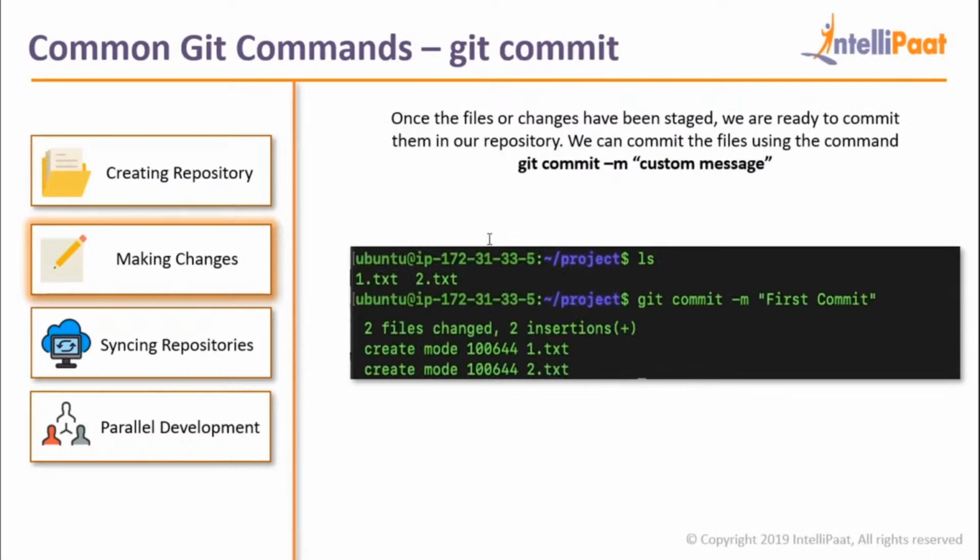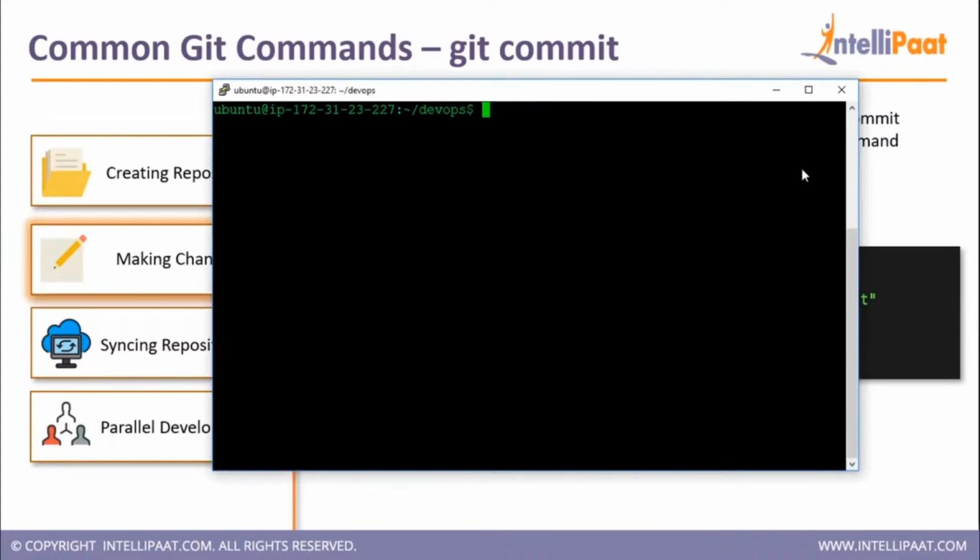How do you type in git commit? You type in git commit, then a space, then the -m flag, which basically means the message, and then you type in the message that points to what you are doing in that commit. For example, since this is our first commit, let me just clear the screen, we can simply type git commit -m, this is our first commit, adding 1.txt and 2.txt.